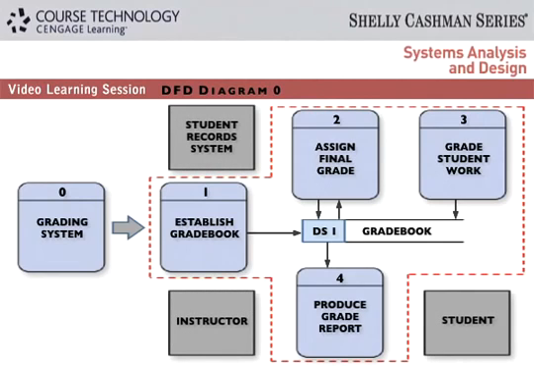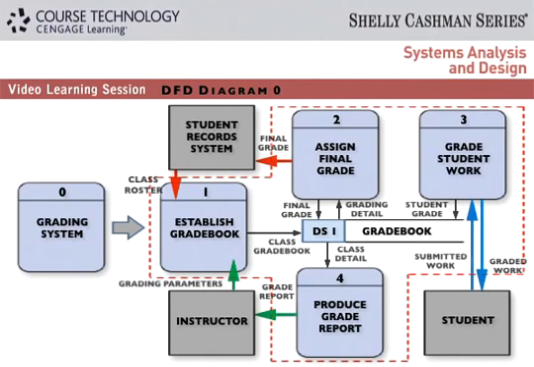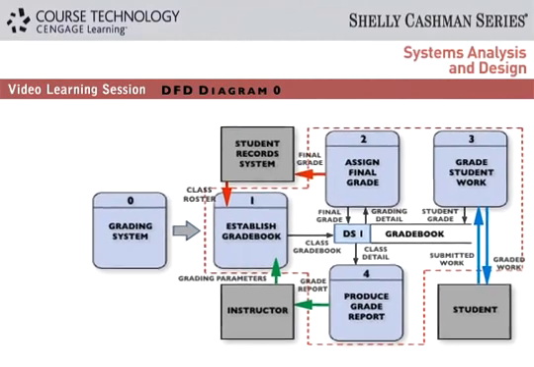Now we'll add the same 3 external entities that appeared on the context diagram. Next, we'll show the data flows in and out of process 0. These are the same data flows we saw on the context diagram. They don't change. Think of these data flows as different color wires that disappear into a black box. Now, with the cover off, we can see where those wires go.